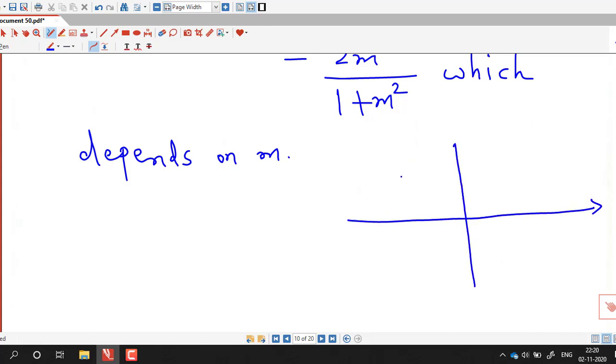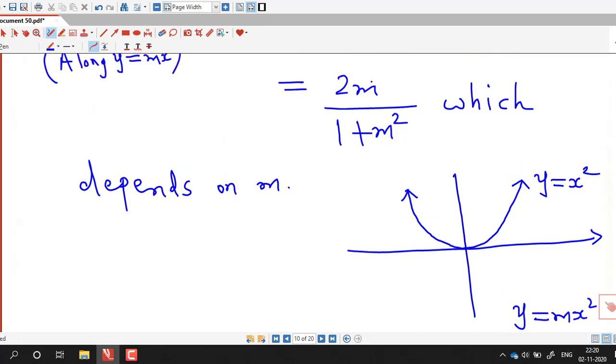Suppose we are interested in limit along y equal to x square. Then if we compare with y equal to m into x square, m is 1. So if we put m equal to 1, then limit along y equal to x square will be 2 over 1 plus 1 square, that is 1. So along y equal to x square, the limit of given function is 1 as (x, y) approaches (0, 0).